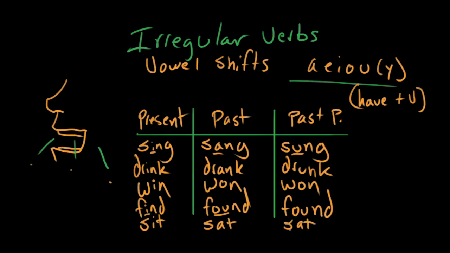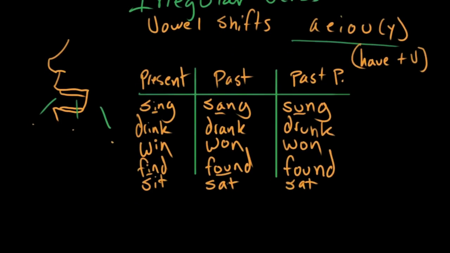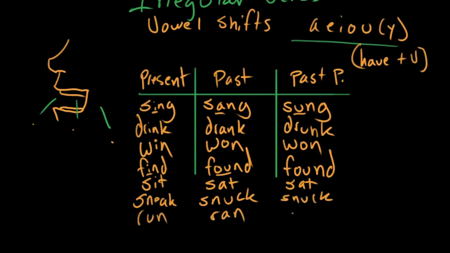Sit becomes sat. Sneak becomes snuck. And run becomes ran. And run is a weird one because the past perfect form of run is run. He had run, not he had ran. And those are some of the front to back sound shifts, or I to ow, that you will encounter when you're learning irregular verbs in English.